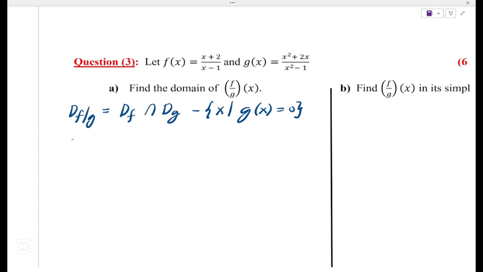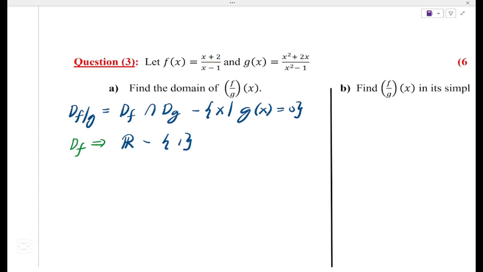So first, let us find the domain of f. For the domain of f, if you look at this, it's a rational function. And there's no problem with the numerator because this x plus 2, it's all real numbers. What the problem is is x minus 1, because x minus 1 cannot be 0. So it means to say the domain of f is all real numbers except 1. Why 1? Because the x value that makes it 0 is at 1.